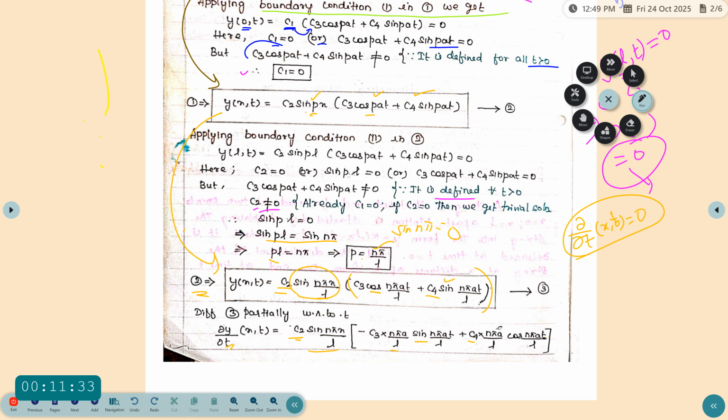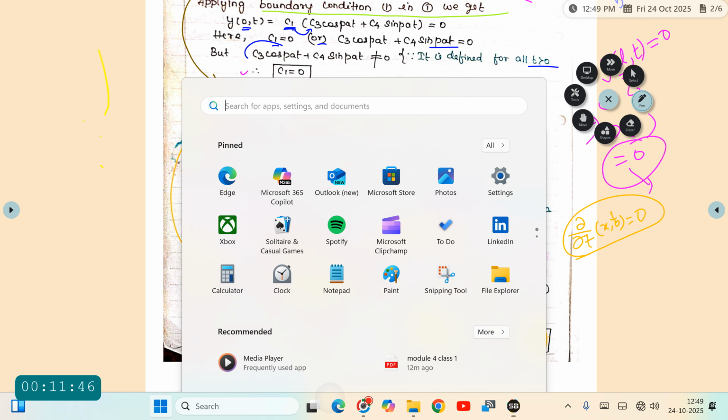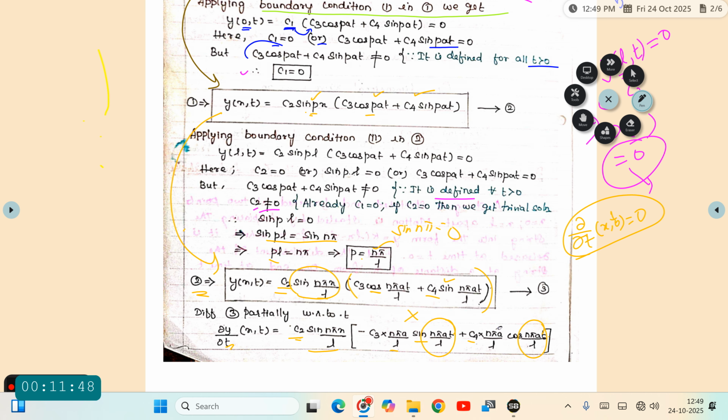Now applying t equal to 0. Now we have applied t equal to 0. T equal to 0 means here t equal to 0, here also t equal to 0. The sin term vanishes. Then the cos term is 1.